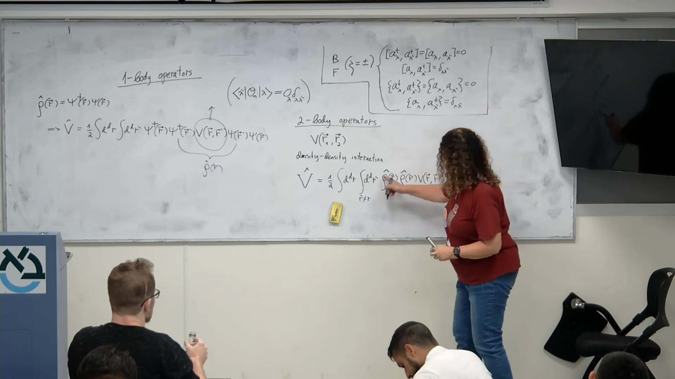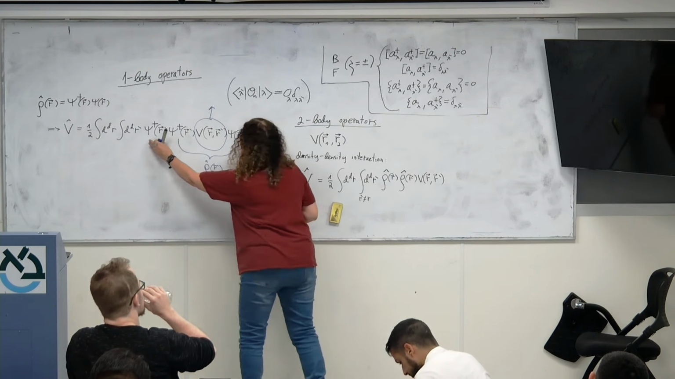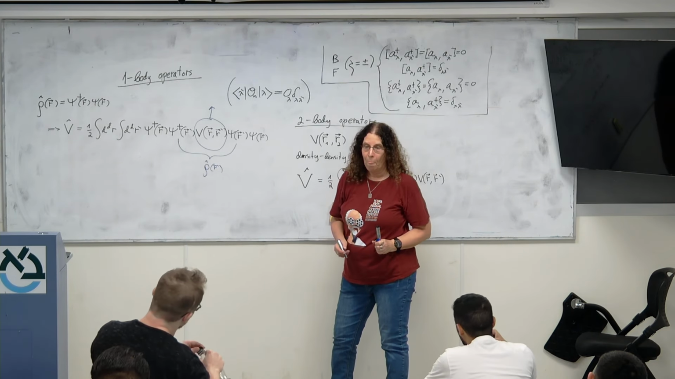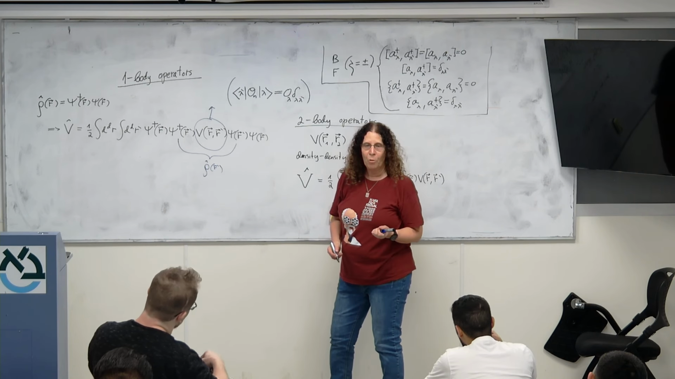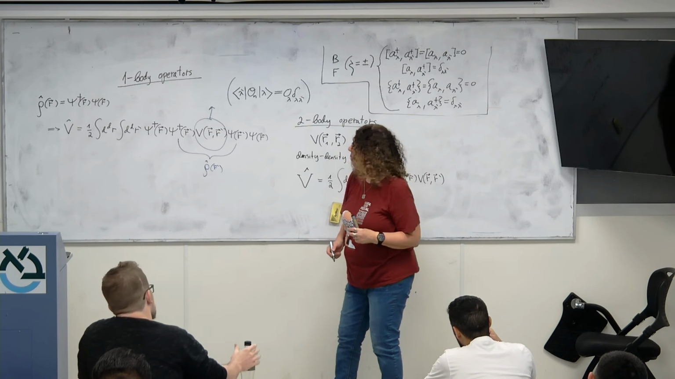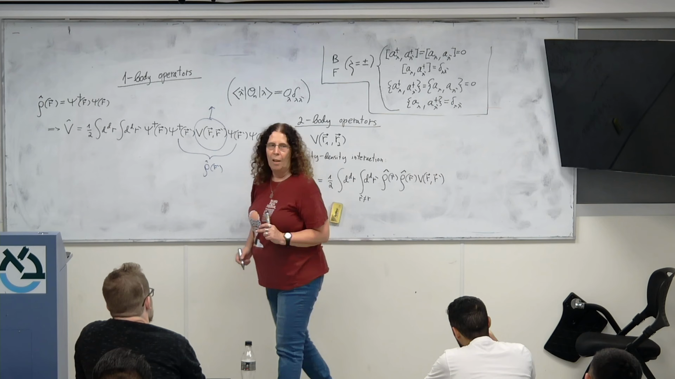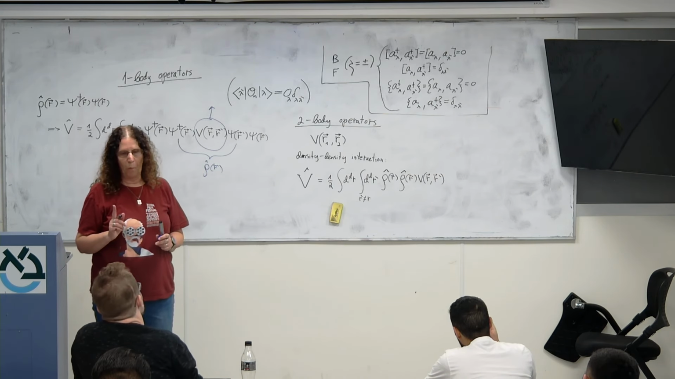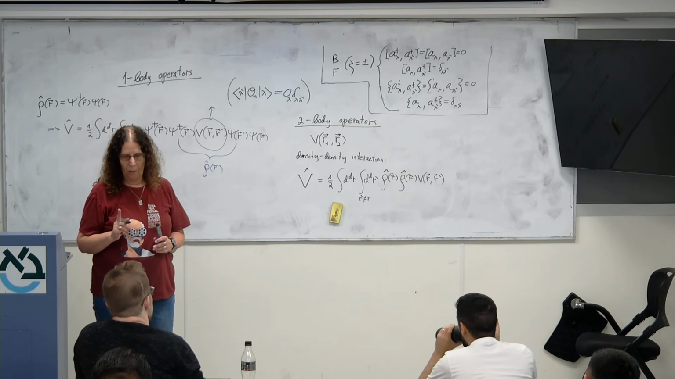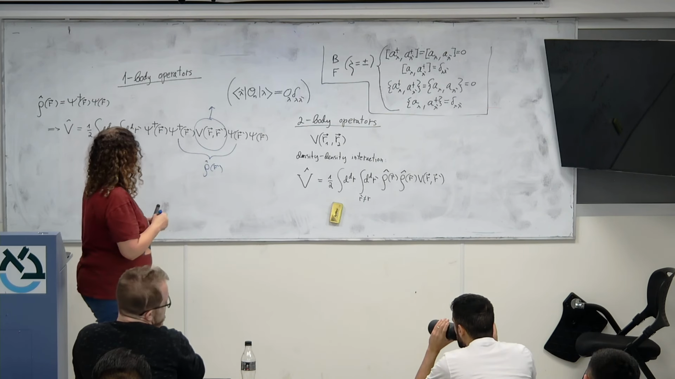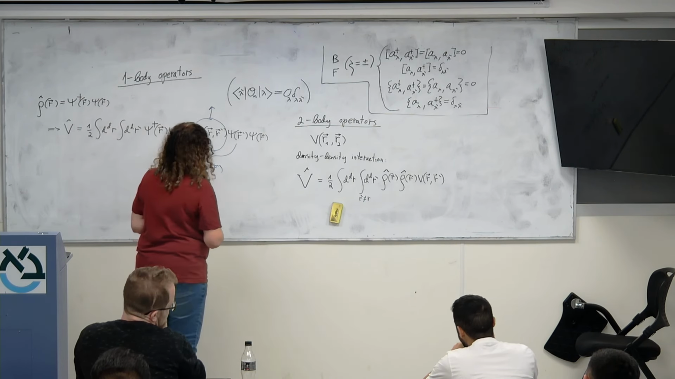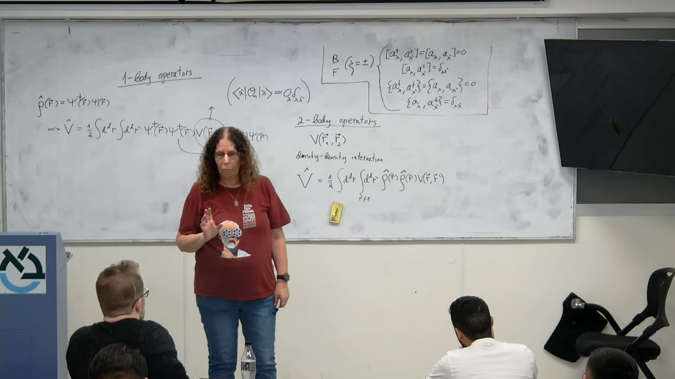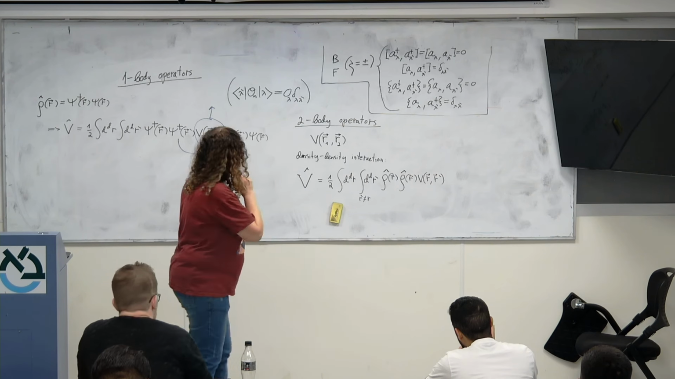Right? Because rho of R is psi dagger R, psi R. Okay? Am I allowed to do that? In fact, I'm allowed to do it, but I have to keep track of the commutator, right? And the commutator is going to give me something in general non-trivial. Okay? So why am I writing it?